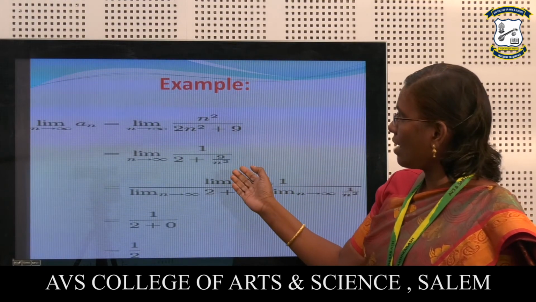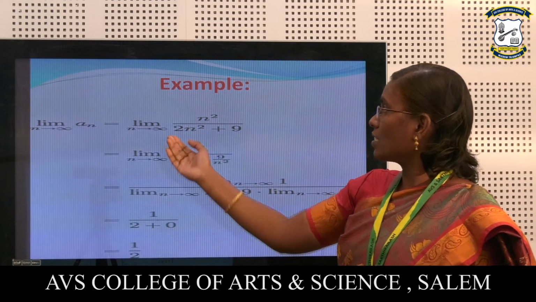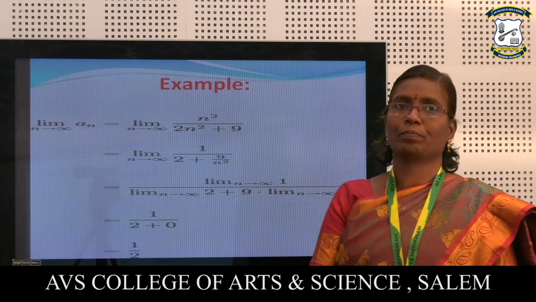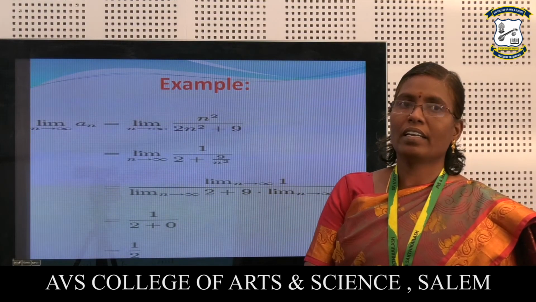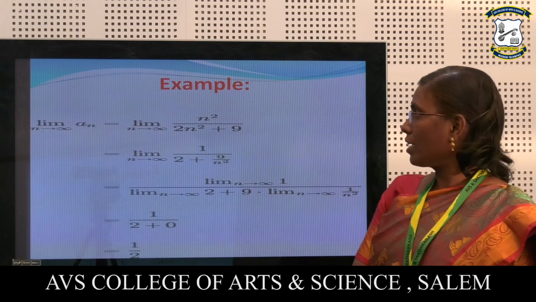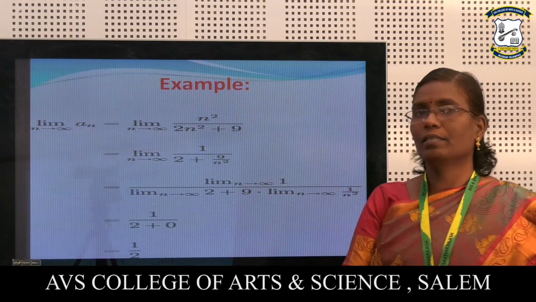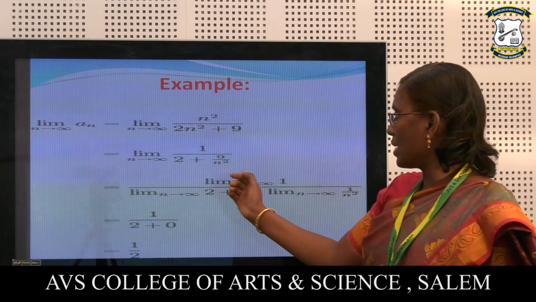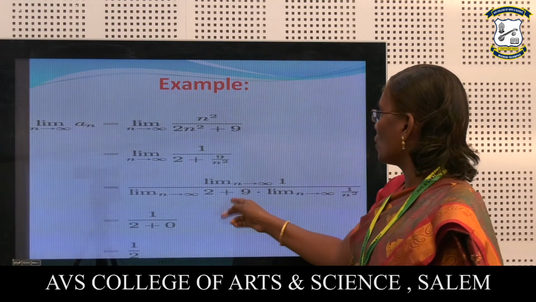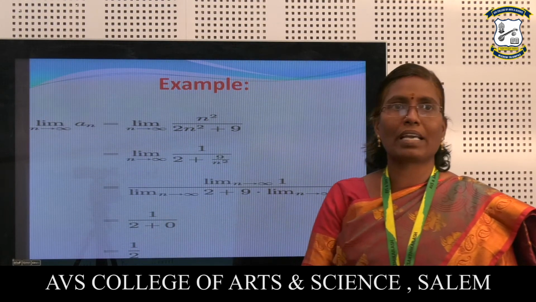Next, how can we find the limit? Given the sequence, limit n tends to infinity a_n is equal to limit n tends to infinity n square divided by 2n square plus 9. Taking out n square in the denominator and cancelling the n square in numerator and denominator, we get the limit n tends to infinity 1 divided by 2 plus 9 by n square. Taking the limit on numerator and denominator, and limit n tends to infinity 1 by n square, we get the value 0. So we get the value 1 divided by 2 plus 0, which is equal to 1 by 2.